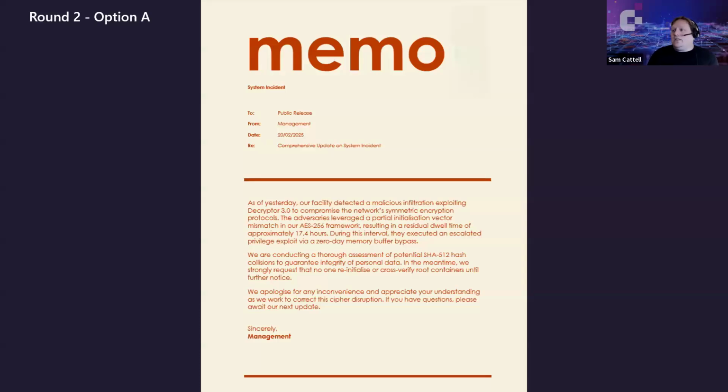As of yesterday, our facility detected a malicious infiltration exploiting Decryptor 3.0 to compromise this network's symmetric encryption protocols. The adversary has leveraged a partial initialization vector mismatch in our AES 256 framework, resulting in a residual dwell time of approximately 17.4 hours. During this interval, they execute an escalated privilege exploit via a zero-day memory buffer bypass. Absolute nightmare. I know you're worried after reading that. We are conducting a thorough assessment of potential SHA 512 hash collisions to guarantee integrity of personal data. In the meantime, we strongly request that no one reinitialize or cross-verify root containers until further notice.